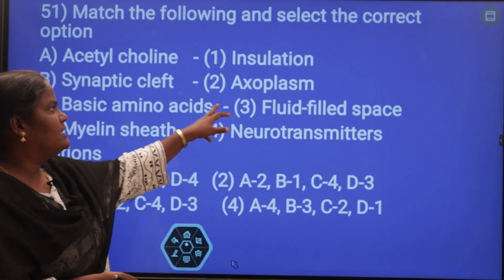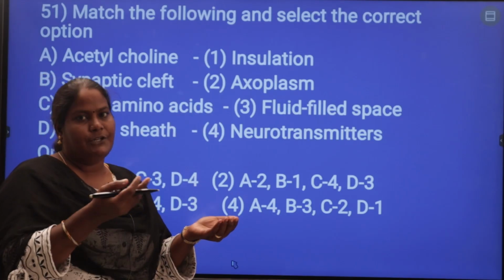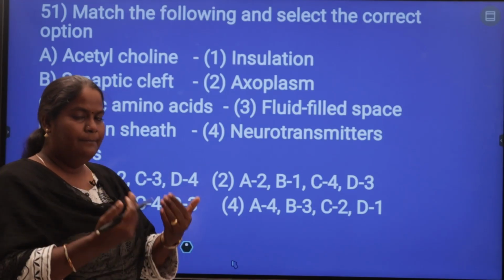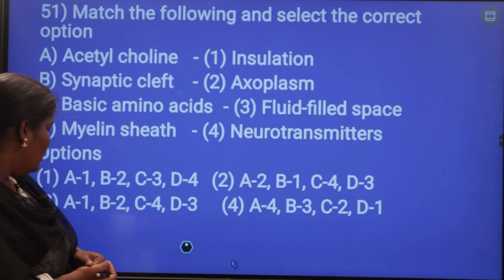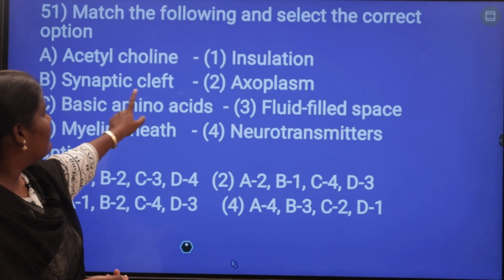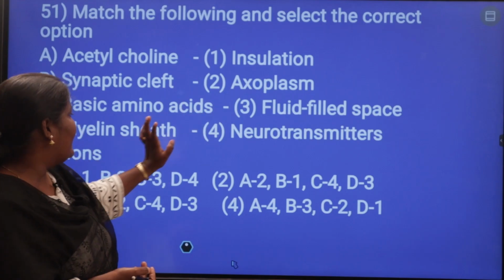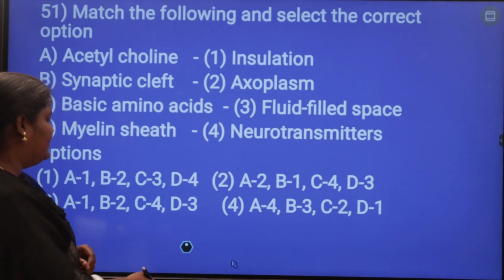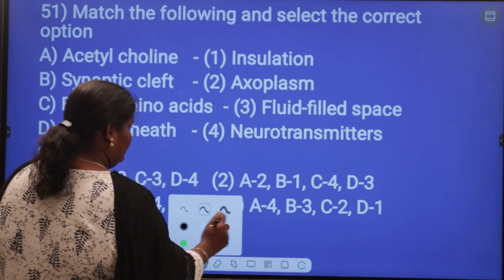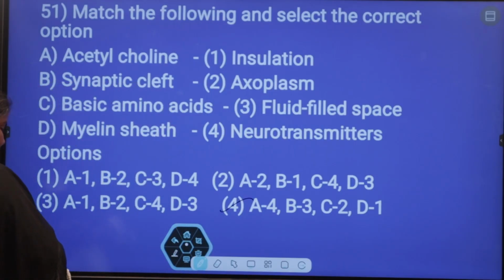Next one is the myelin sheath which is involved in the insulation of the neurons. Neurons are of two types, myelinated neurons and non-myelinated or unmyelinated neurons. So the neurons are surrounded by the myelin sheath which is involved in the insulation activity. So the answer for this question is the fourth option: acetylcholine neurotransmitter, synaptic cleft which is a fluid filled space, basic amino acids present in the axoplasm, myelin sheath which is involved in the insulation. So the option is 4. Okay, next.